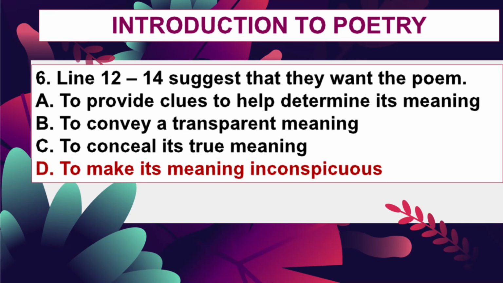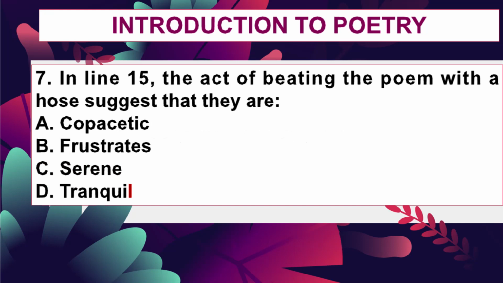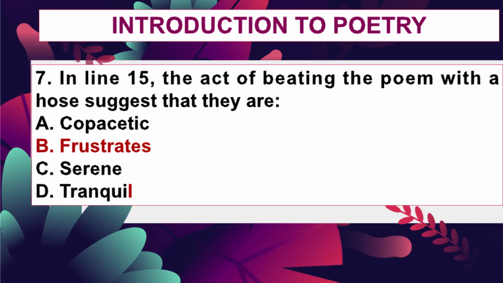To make its meaning inconspicuous. In line 15, the act of beating the poem with a hose suggests that they are: Letter A. Copacetic. B. Frustrated. C. Serene. D. Tranquil. The answer is letter B.